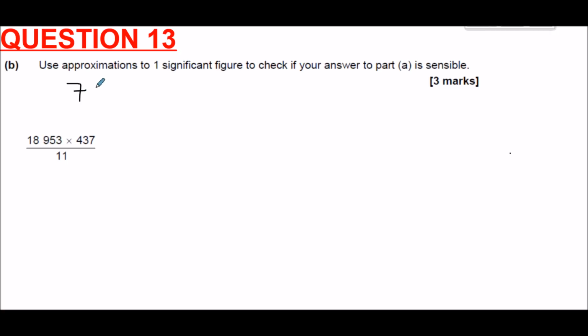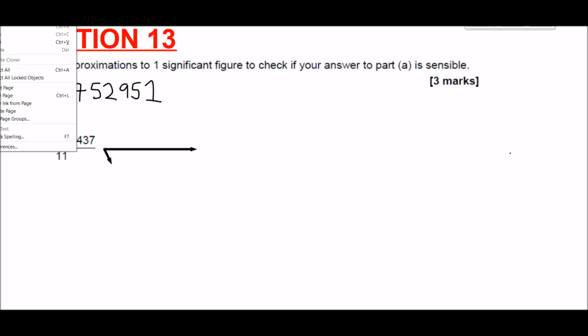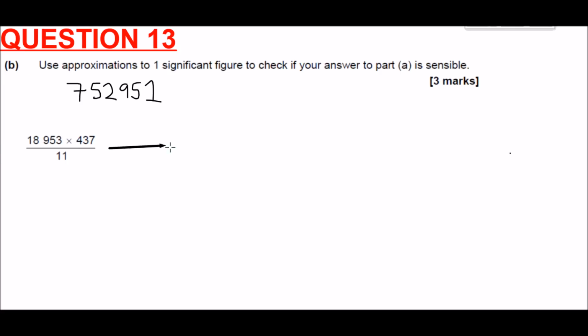So I'm just going to write this down here for part B. So we had from part A 752,951. For part B, it says use approximations to one significant figure to check if your answer to part A is sensible. Now what I've done here is I've just written down what we had for part A. And we're going to just round each number to one significant figure. And so at the moment, we've got three different values: 18,953, 437 and 11.